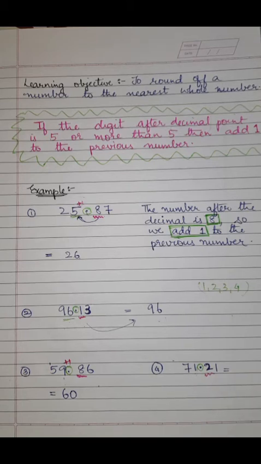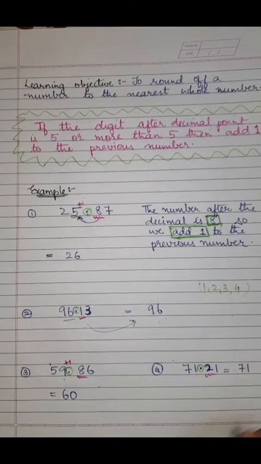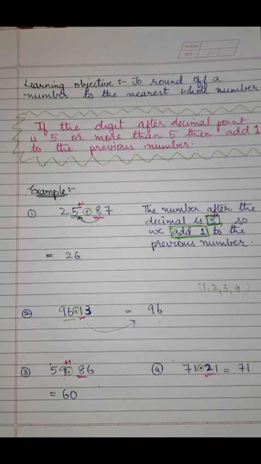If the digit is 5 or more than 5, then you should add 1 to the previous number. But here the digit is less than 5. So we leave the number in the same way. You leave it as 71 only. Yes? So 71 is the nearest whole number that 71.21 is rounded off to.